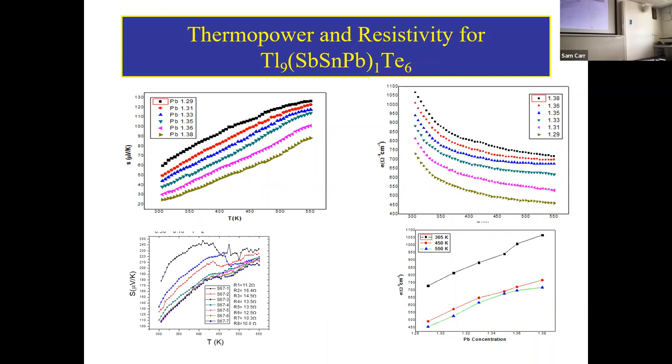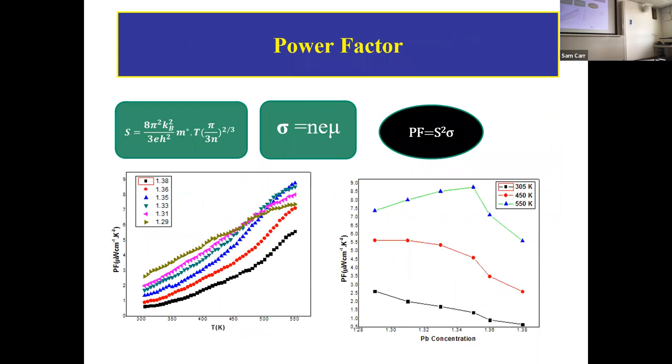Look, but also here, this one is the electron. This is also in the blue, the red, the green. Look, here with the lead concentration, the power factor. Power factor is equal to the electrical conductivity and the Seebeck coefficient. So if you look here, the power factor is increasing with temperature, but the most important is here.